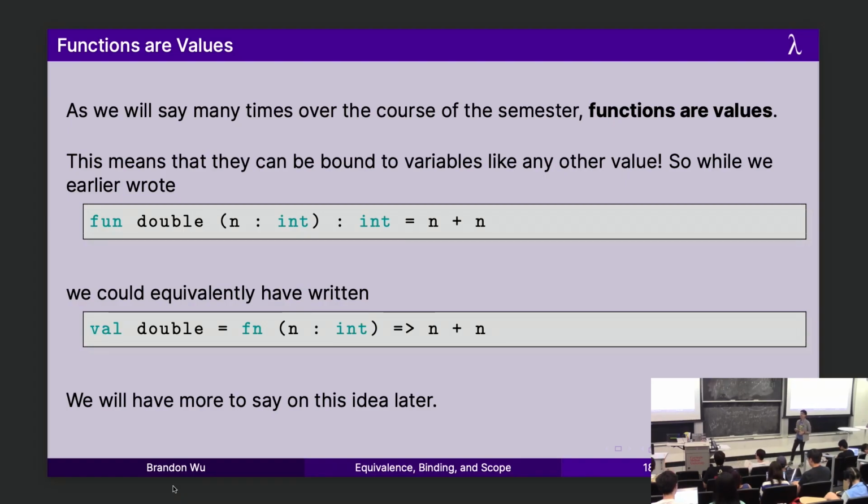So 2 questions. We can't actually write fun double equals fn. You can. You can, and then I'll talk to you more about that in 4 weeks. You absolutely can, and that's going to lead us into a very elegant idea called currying. And we'll talk about it in 4 weeks.